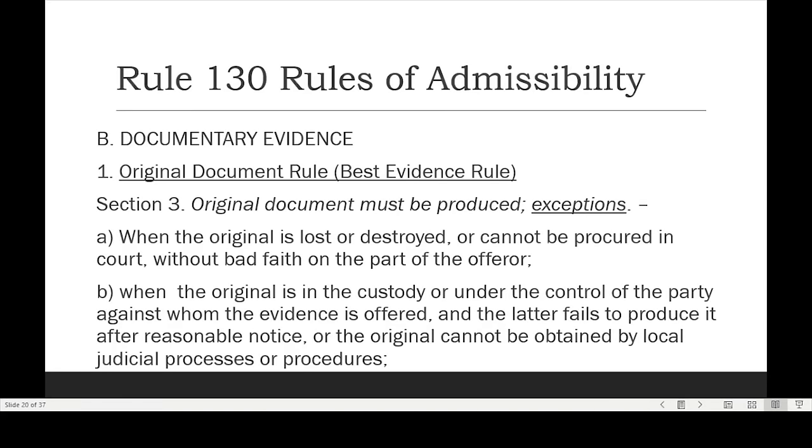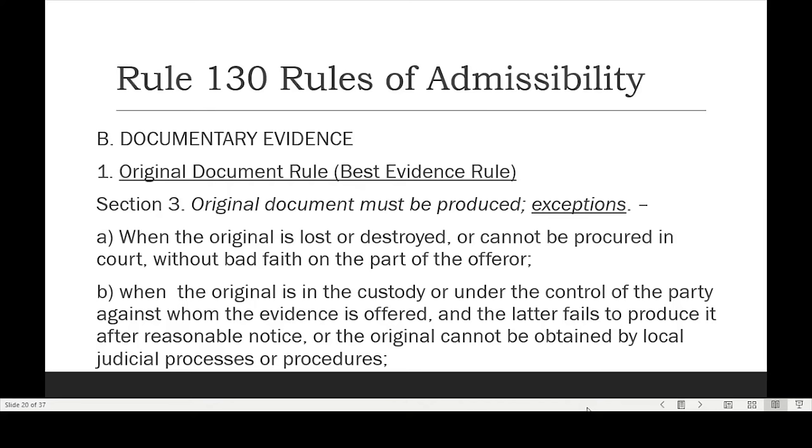However, the original document rule admits certain exceptions, and those exceptions are embodied still under Section 3. Under these exceptions provided under Section 3, a copy of the document may be admitted. So the first exception is when the original is lost or destroyed or cannot be procured in court without bad faith on the part of the offeror.